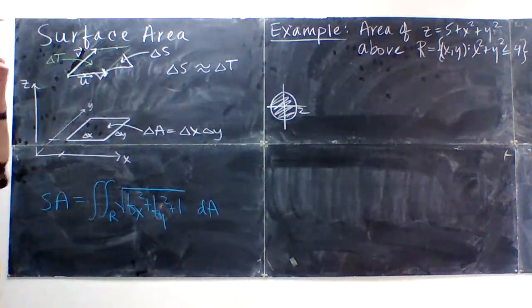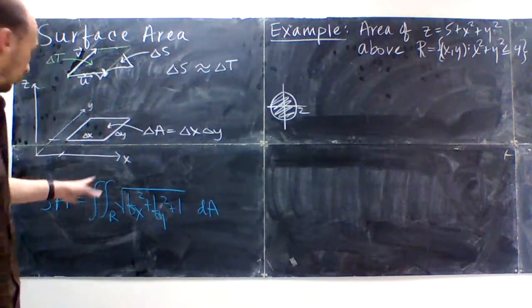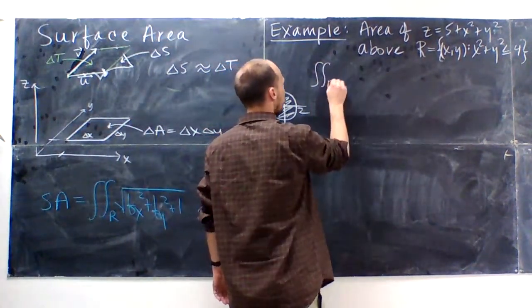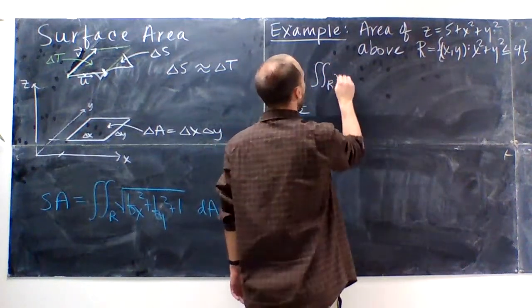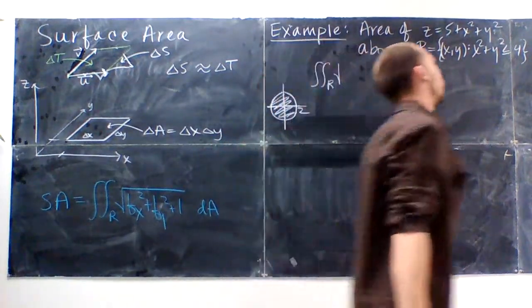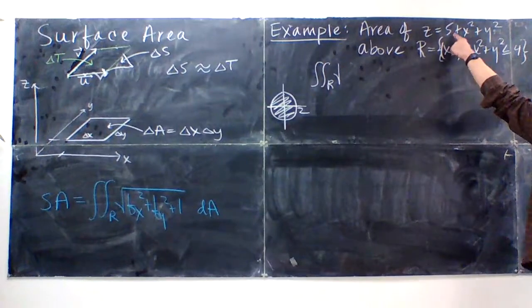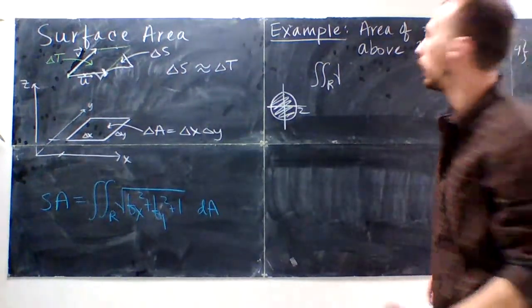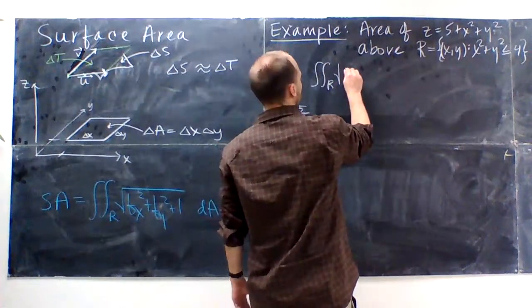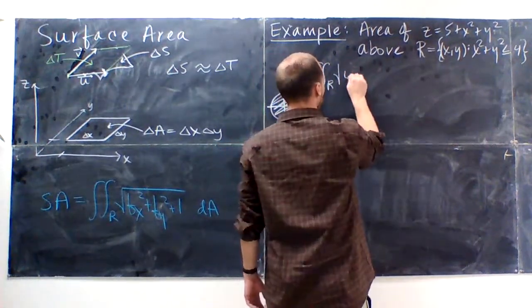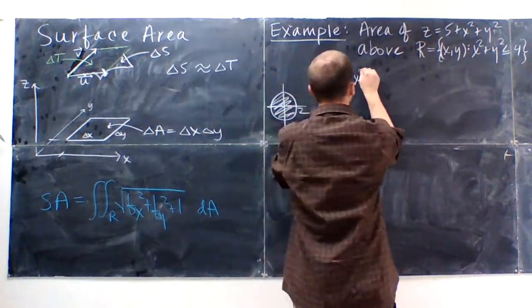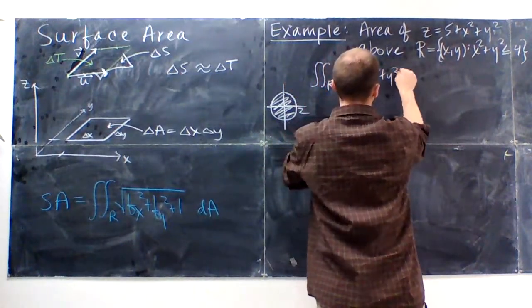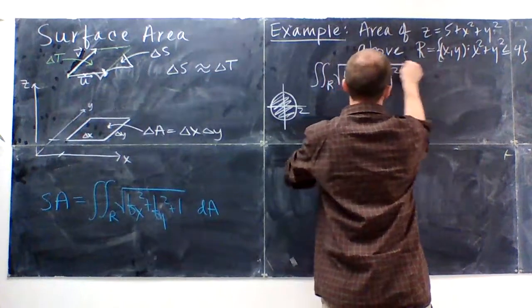So I'm going to set up the double integral. It's going to be the double integral over this round region of the square root of, okay, f in this case, f of x and y, is 5 plus x squared plus y squared. Fx will be 2x, fy will be 2y. So 2x squared is going to be 4x squared, and 2y squared is going to be 4y squared, plus 1 dA.